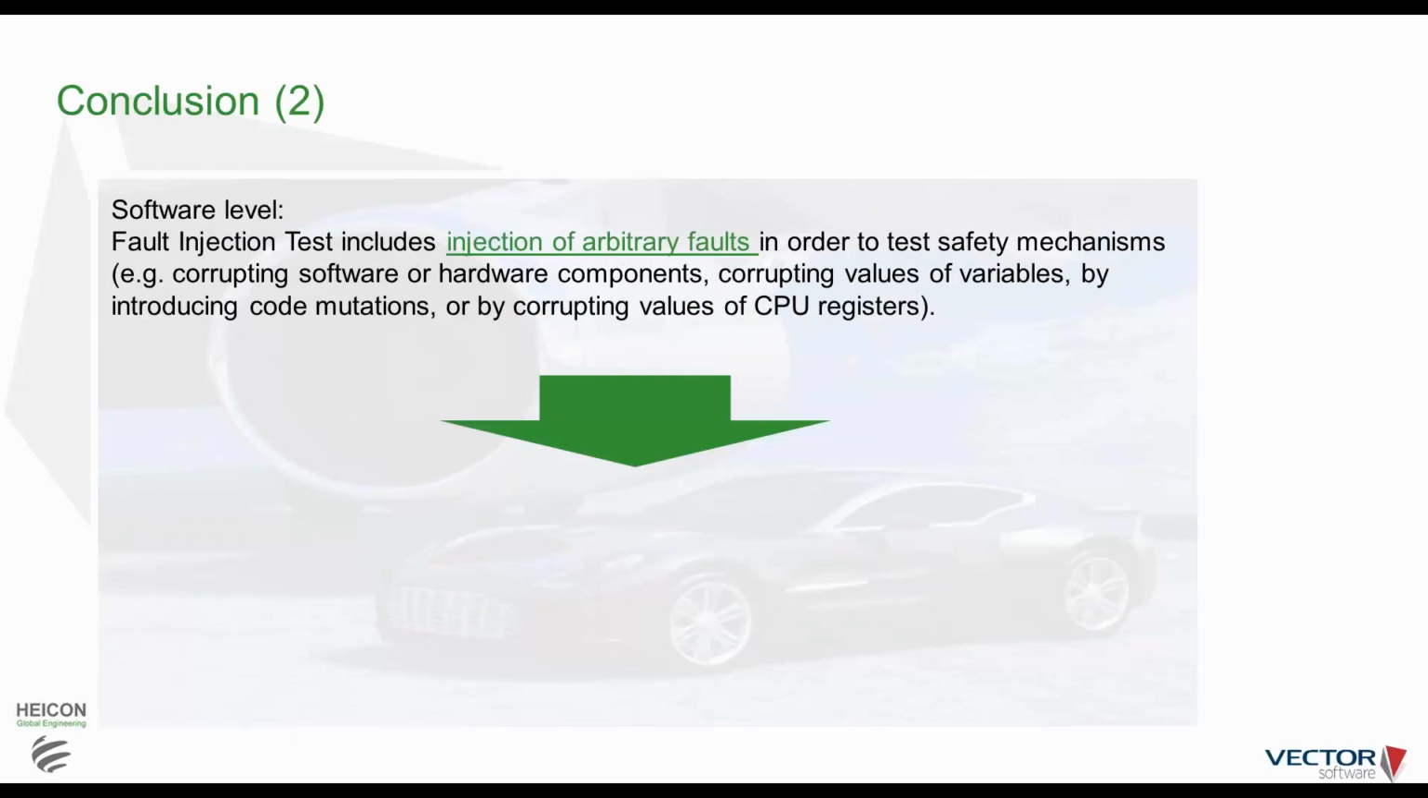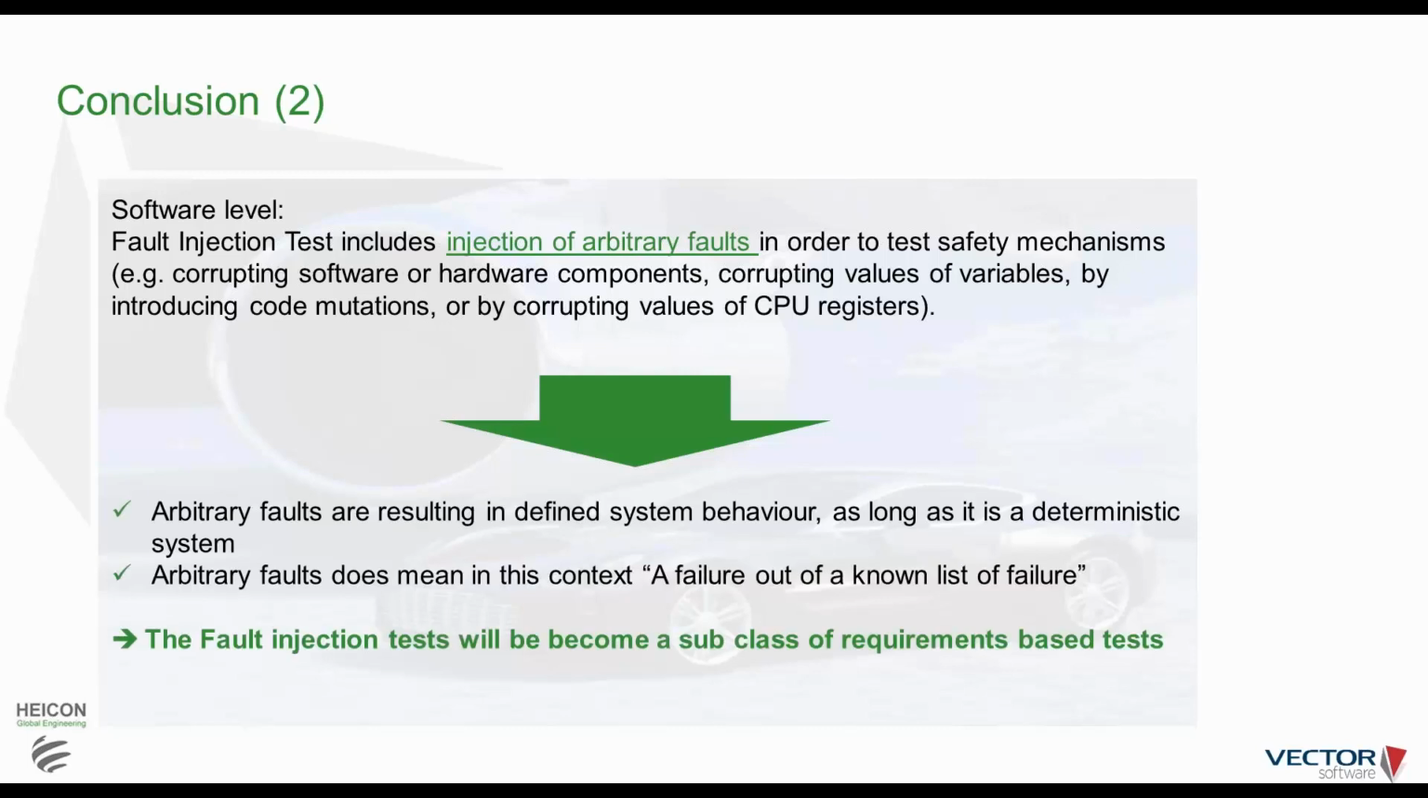So what about these arbitrary faults? Fault injection testing includes arbitrary faults on software level in the 26262. And you still see the examples there: corrupting software, hardware components, corrupted hardware components. So these are arbitrary failures on the hardware, for example.